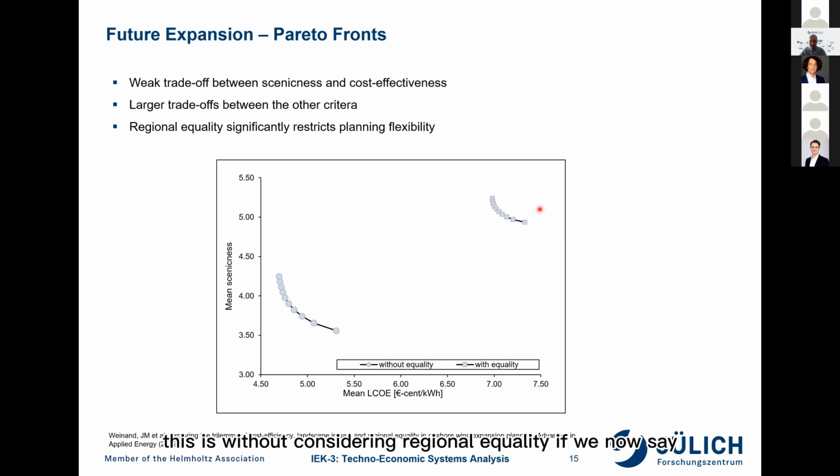And in this case, this is without considering regional equality. If we now say we also want to simultaneously consider regional equality, then we can see that this curve moves right and to the top, so the scenicness and the LCOEs increase, but also this curve is much smaller. So if we simultaneously consider equality, then this restricts our planning flexibility significantly.